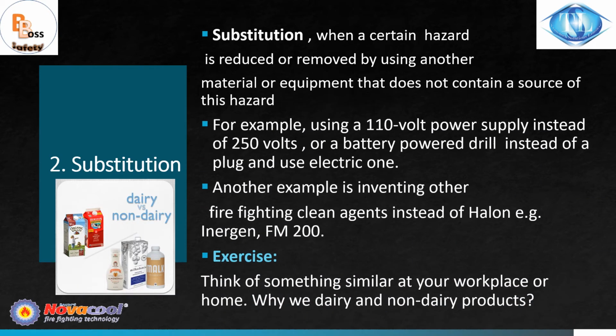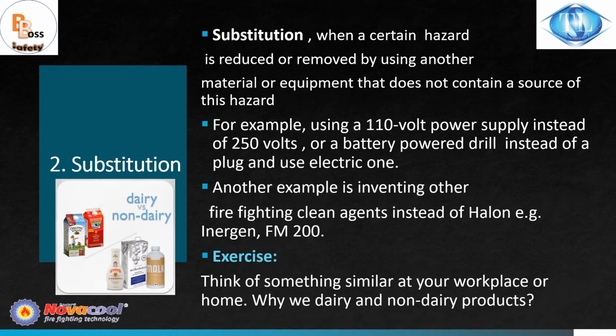Okay, the second control measure we have is substitution, which is simply replacing the equipment or material that is causing the hazard with something less hazardous. For example, you remember the halon we mentioned in the last slide about elimination. Now they have invented a replacement, other clean agents to replace the halon as firefighting clean agents.